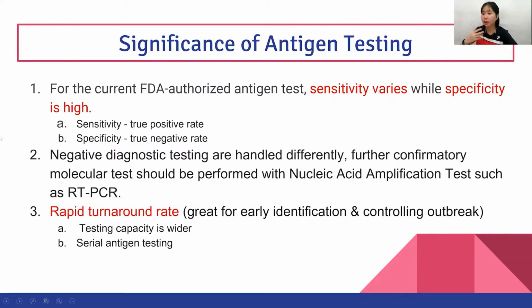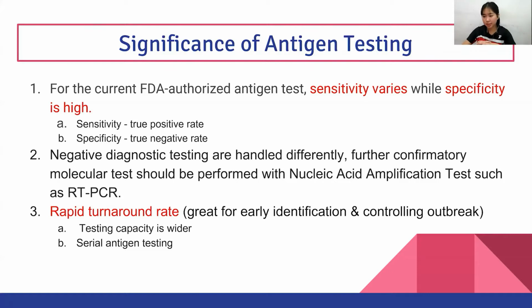For the current FDA authorized antigen tests, the sensitivity varies while the specificity is high. Basically, sensitivity means the true positive rate, while specificity is the true negative rate. Because the sensitivity varies, if you have a positive antigen test, then the result is considered reliable. If you have a negative test, then it is handled differently. Further confirmatory molecular tests should be carried out, for example, the nucleic acid amplification test, which is also known as the reverse transcriptase polymerase chain reaction.